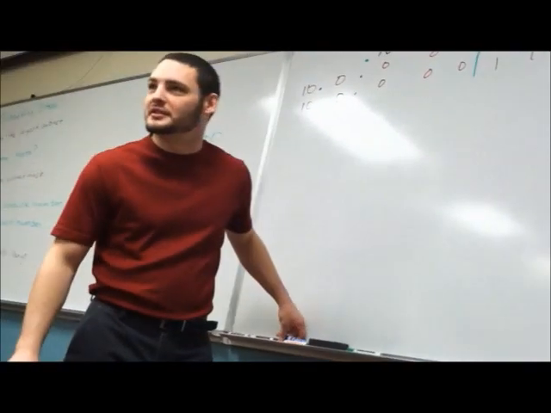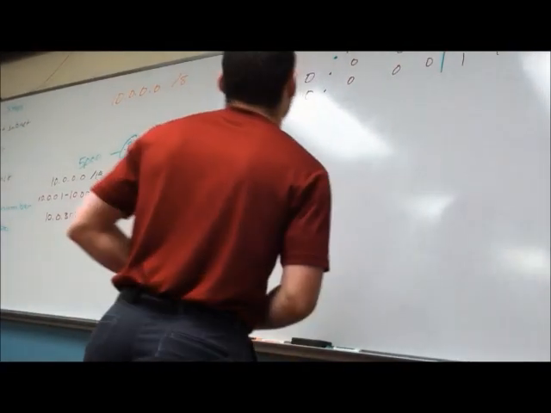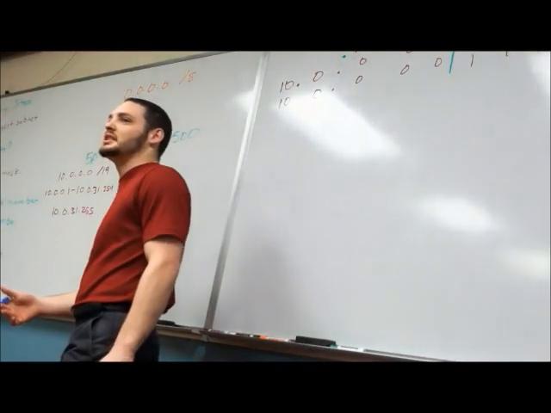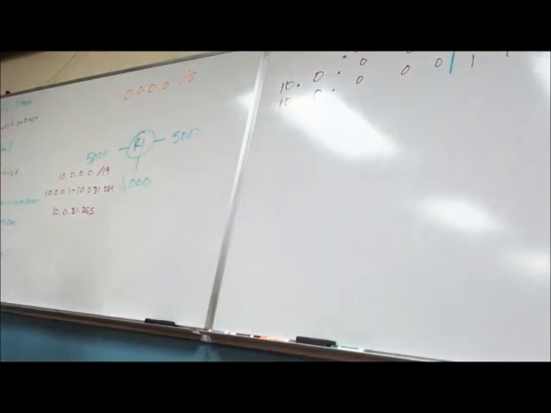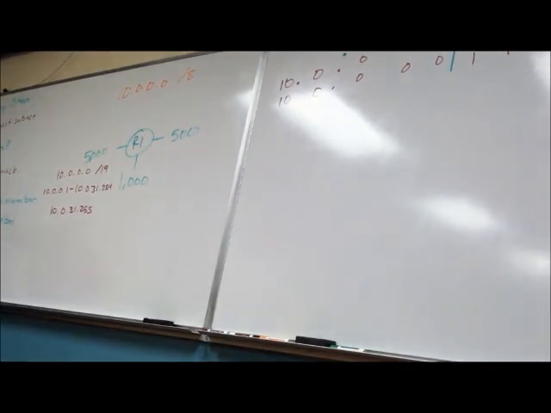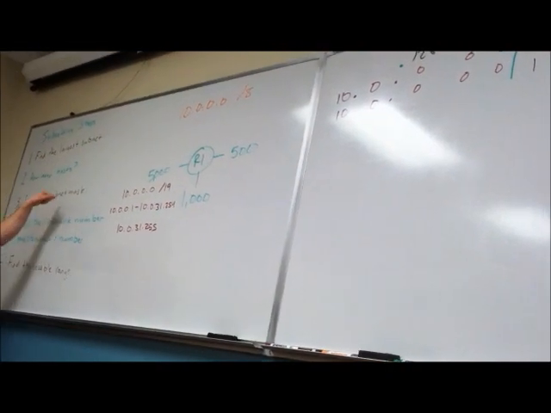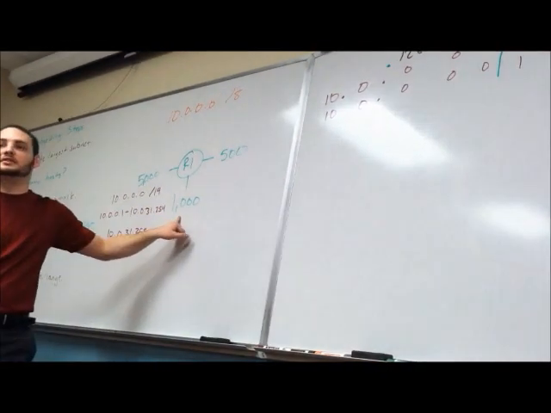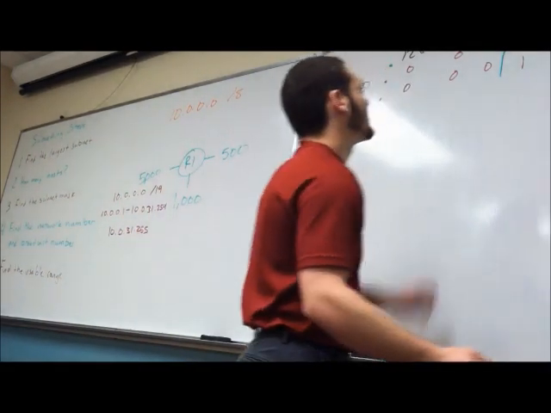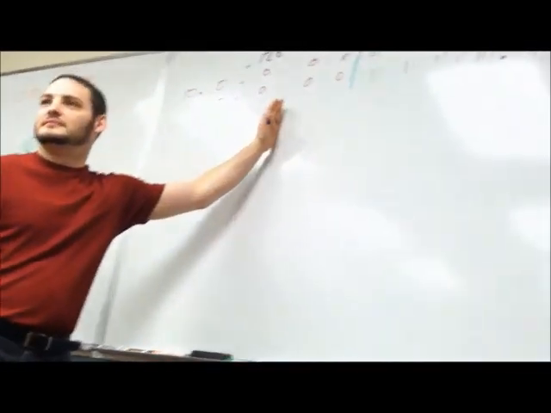Okay, so now things are going to get a little trickier. But we're still using all the same steps. So we need to find the next largest subnet. 1,000 hosts. We know how many hosts we need. We need a subnet mask that gives us 1,000 hosts.